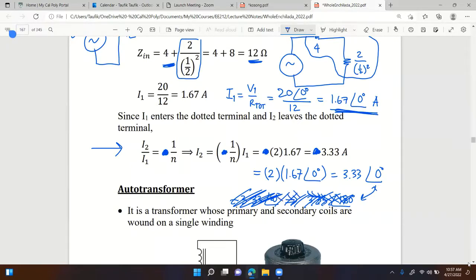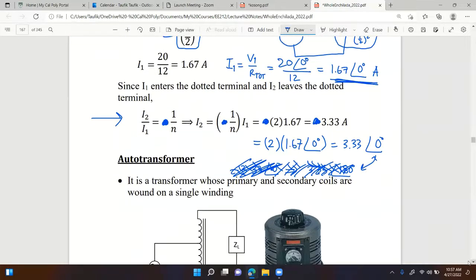Any questions on this? No? All right. Okay. Yeah, so please get rid of the minus sign just in case you haven't done so.